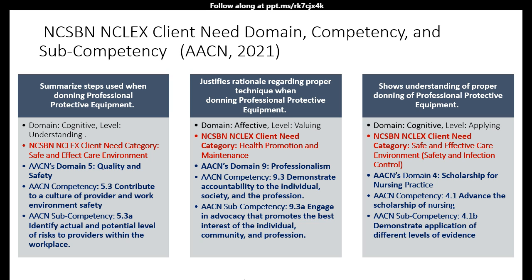With our second objective, the AACN domain was 9, professionalism. So I think that falls into the valuing and the justifying of why you need to learn how to do this. The competency would be 9.3, demonstrate accountability to the individual, society, and the profession. And the subcategory 9.3A, to engage in advocacy that promotes the best interests of the individual, community, and profession.